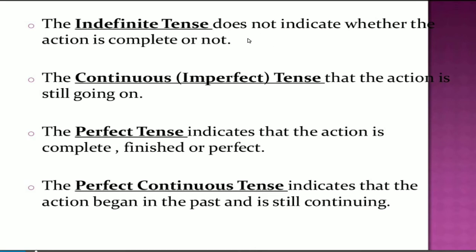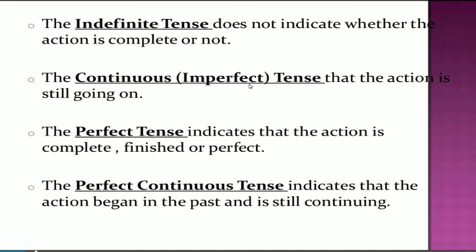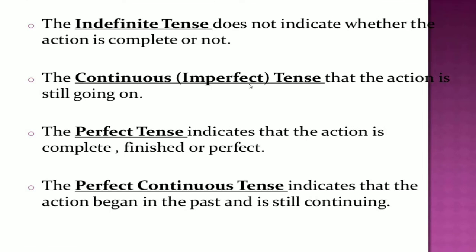Indefinite tense is just stating an action. It is not speaking about the completion of the action, just stating that some action was done. The continuous tense is the imperfect tense, that is, the action is going on. Continuous tense is always expressing that the action is going on.